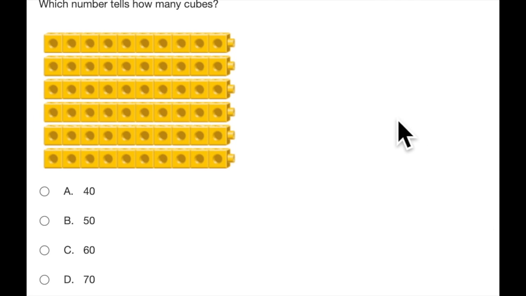Which number tells how many cubes? There are two ways that I could do this. I could count one at a time, but that would take a long time. Since these 10 rods are in groups of 10, I could also count them 10 at a time. That would be a lot quicker. Can you help me count by 10? 10, 20, 30, 40, 50, 60. There are 60 in all.